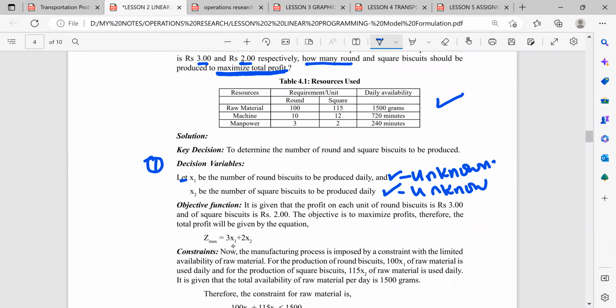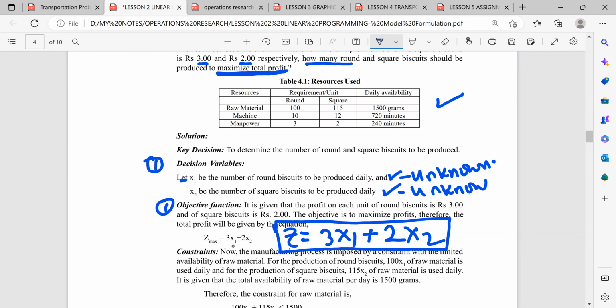So if you know the number of round and square biscuits to be produced, then you can define an objective function here. So your objective is to maximize a function which looks like this: 3 of X1, because 3 is the profit per unit of a round biscuit, plus 2, which is the profit per unit of the square biscuit, times X2. We need to get maximum value for this. So that is our objective function.